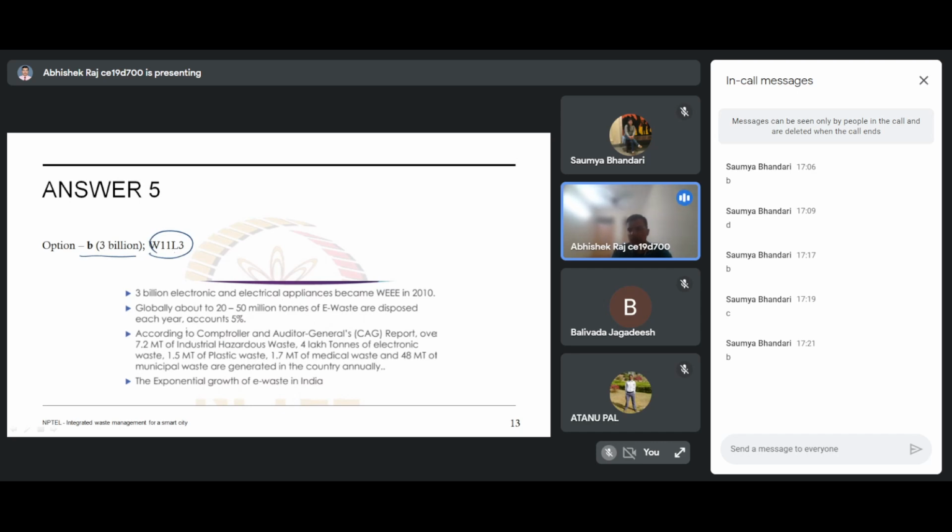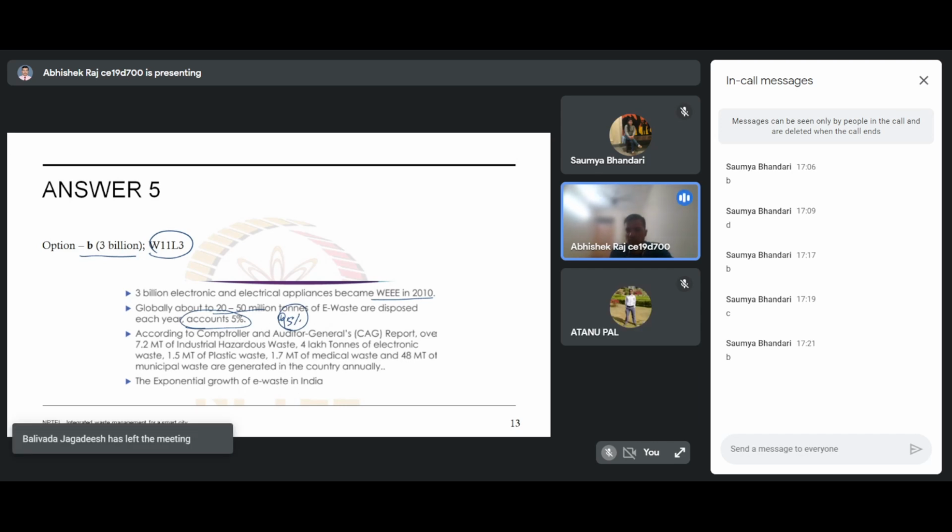Here we can see some statistics. 3 billion electrical and electronic appliances became waste in 2010. Globally about 20 to 50 million tons of e-waste are disposed of, which accounts for only 5%. So around 95% of the e-waste doesn't even come into the waste stream.